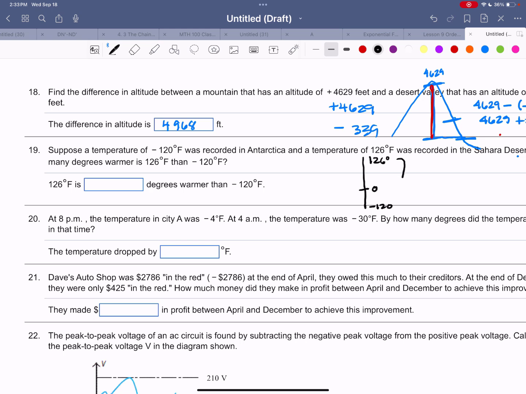So what's this total distance here? It's 126 minus negative 120. So that's 126 plus 120. We want that total there. That's 246 degrees difference. So you have to go up 246 degrees to get to that 126 if you start at minus 120. Because you have to go all of this 120 and then all of this.